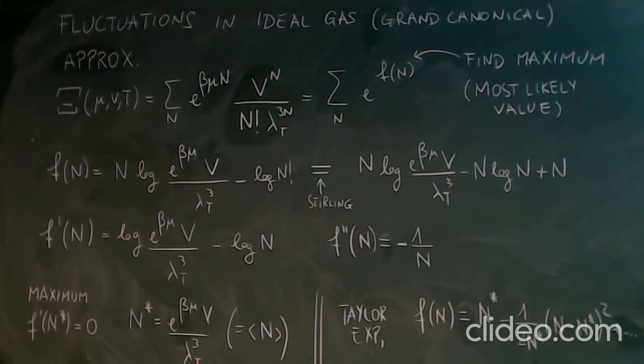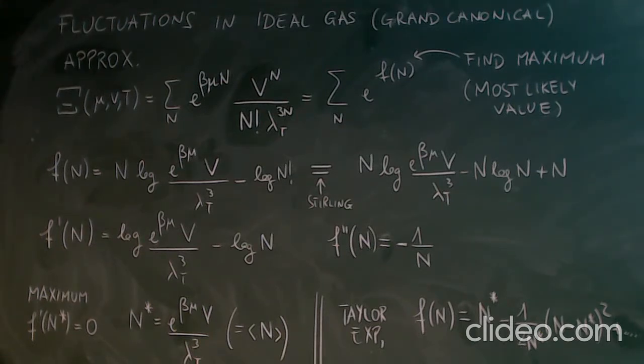We obtain the maximum by setting the first derivative equal to 0, and the maximum is N star, easy to compute: exponential of beta mu V divided by lambda T to the third. But this is precisely the average number of particles that we computed in the previous calculation. That wasn't the exact calculation, right?